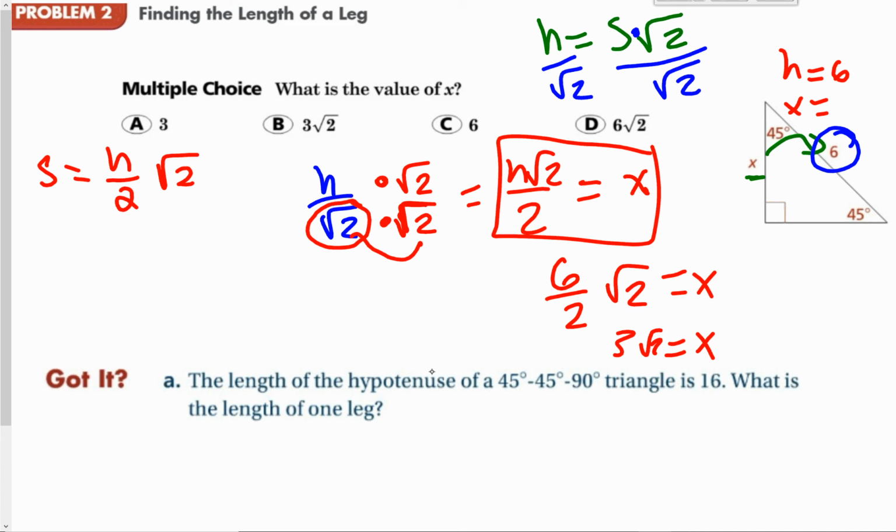The other way, if this already is a square root, which they don't do on the next got it, what you're supposed to do. So for your got it, you can use this. That's fine. But another issue is if this was, say, square root 6. So if that was square root 6, then I just leave it like this.